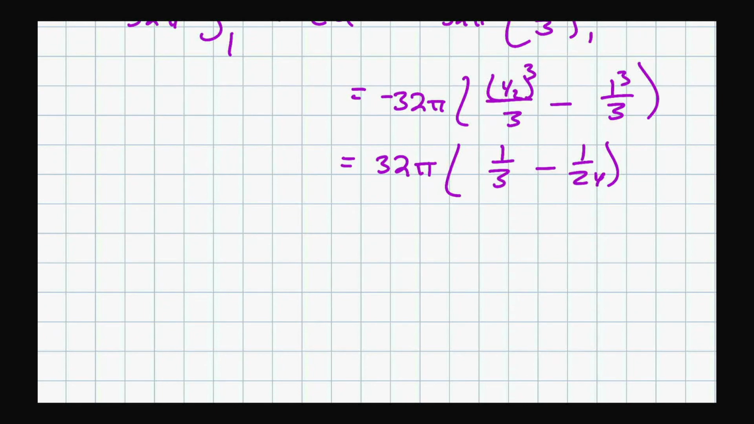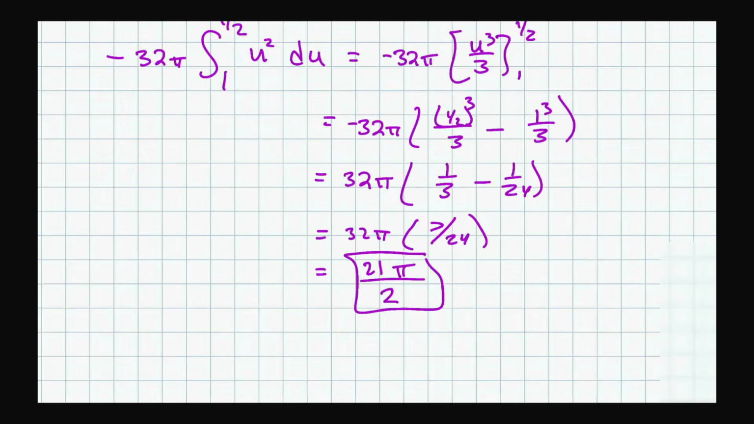All right. So 1/3 minus 1 over 24, that's 8 over 24 minus 1 over 24, 7 over 24. So I get 32 pi times 7 over 24, I guess, which is 28 pi over 3, maybe. I think. If not, the previous line is correct.